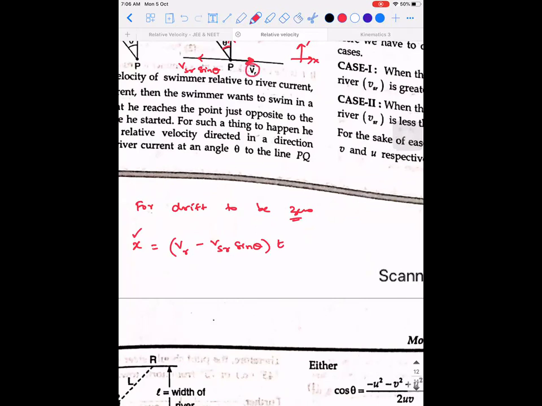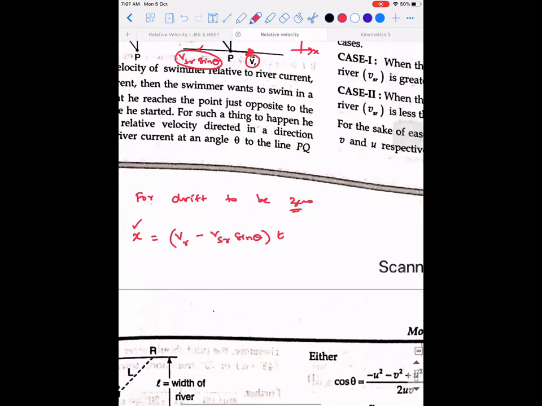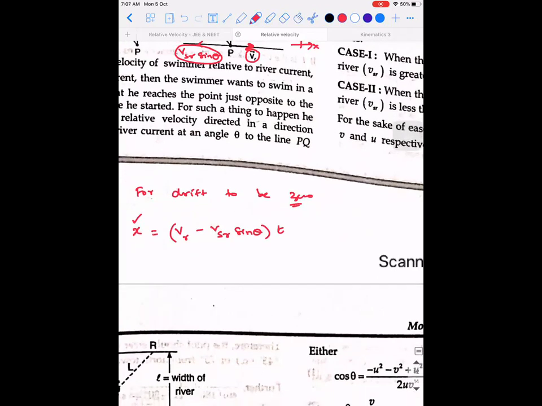VR is in the rightward direction, VSR sin theta is in the leftward direction. So the resultant velocity will be VR minus VSR sin theta, or VSR sin theta minus VR, anything can be taken. But in general, we'll take the velocity of the river to be more. So VR minus VSR sin theta, into T. So if the drift is 0, what can we conclude from this? Can I say VR is equal to VSR sin theta, which implies sin theta is equal to VR divided by VSR?